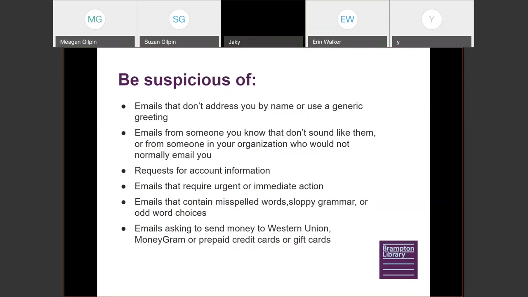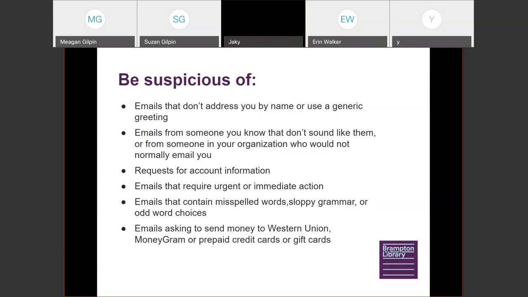Always be suspicious of any emails that request you to confirm or verify account information or credentials or payment information. Another huge red flag are emails that require urgent or immediate action. This sense of urgency is a way scammers trick you into replying without thinking.